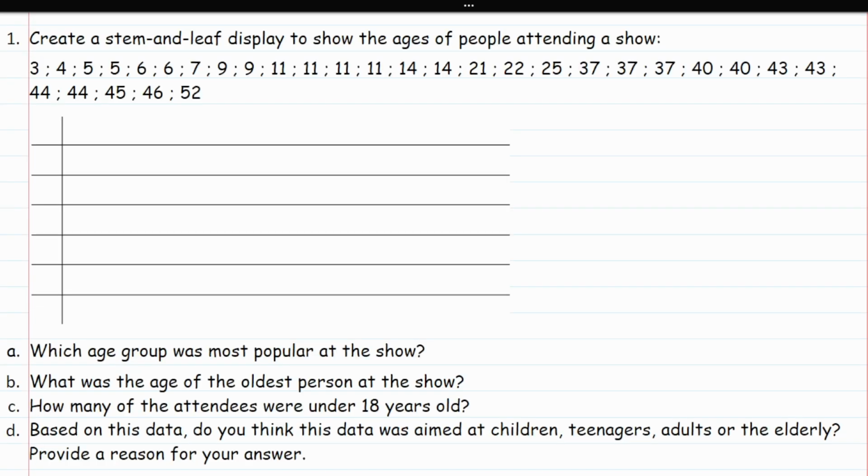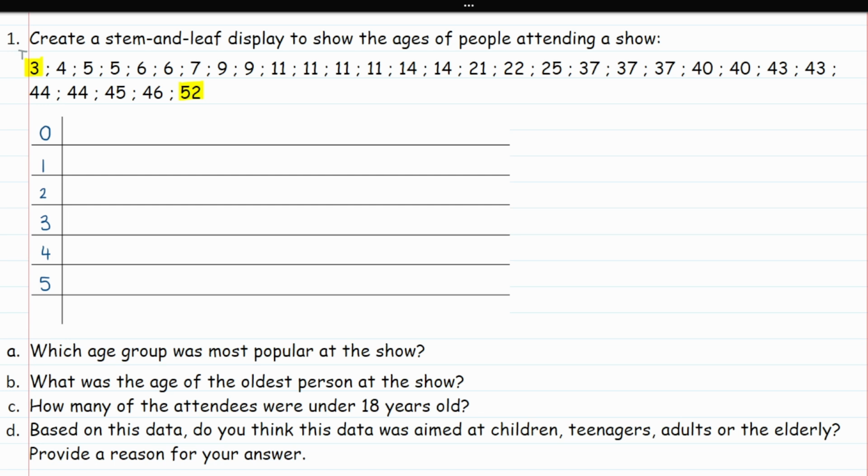Pause the video and try the next example, which shows the ages of people attending a show. You should have started by arranging your numbers in ascending order first, which should have looked like this. Now you can separate the units columns from the tens columns. Our smallest number is 3 and our biggest number is 52. Since there are no numbers in the tens column for the number 3, we're going to start at 0 on the left and go all the way down to 5, since in 52, the 5 is in the tens column. Now for each digit in the units column, we're going to separate next to their matching tens column.